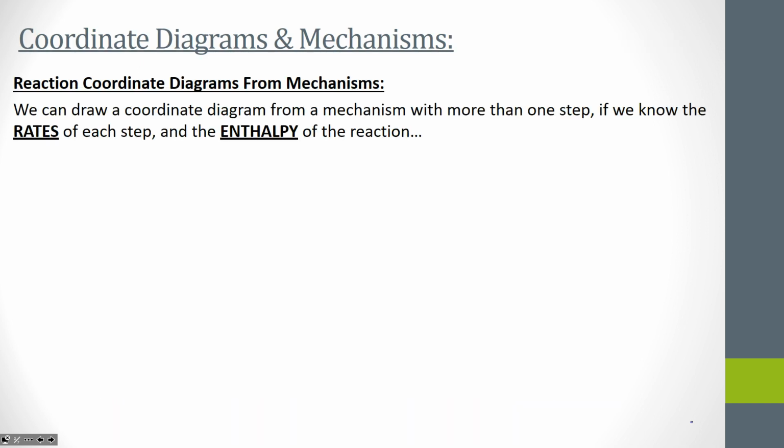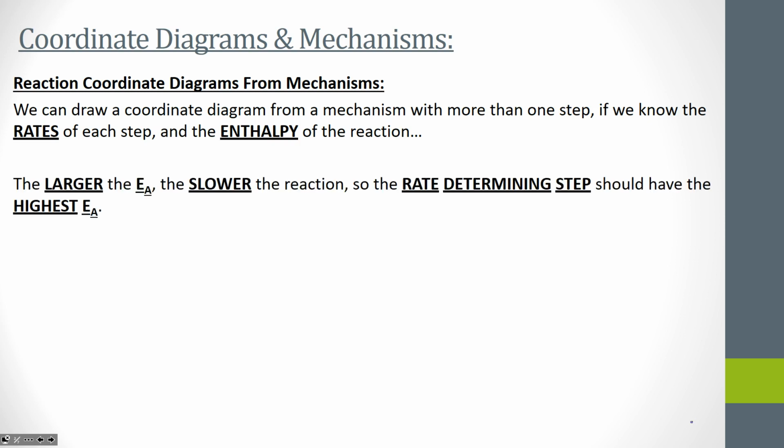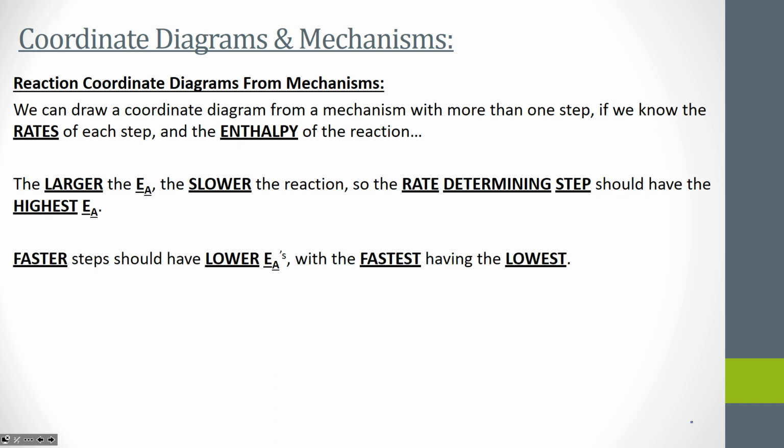So we can combine all these things together. We're going to be able to draw a coordinate diagram from a mechanism if we have all the steps, and we know the changes in the enthalpy of those steps and the relative speeds of those steps. Remember that a large activation energy is a slow reaction. If you have to add lots of energy in to get something to go, it's a slower process. It takes more energy. The rate determining step will have your highest activation energy because it's the slowest step. And remember that fast steps will have really short little hills because they don't take much energy. They happen pretty quickly all on their own.